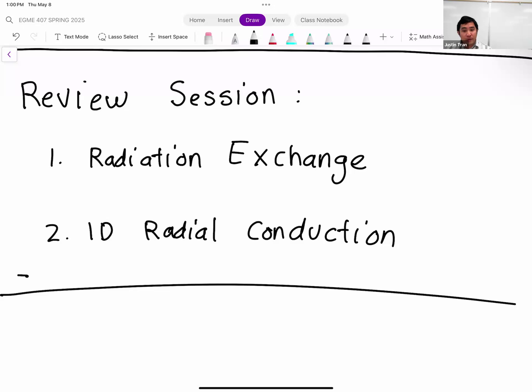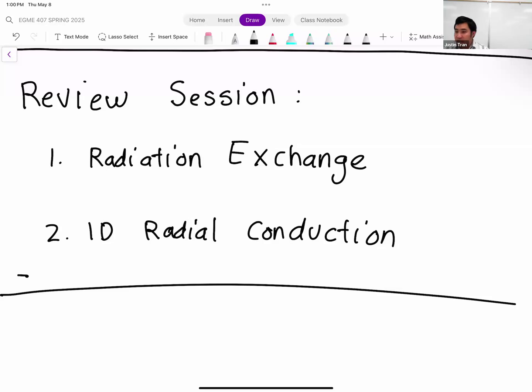Today, no new information. Today is just going to be a review session. So I looked at the poll 10 minutes ago, and these were the top two topics. The most requested topic was radiation exchange, which is the stuff we've been doing the last couple of weeks. For that one, I'll review some core concepts and then go over the solution to the practice final problem that I've posted.